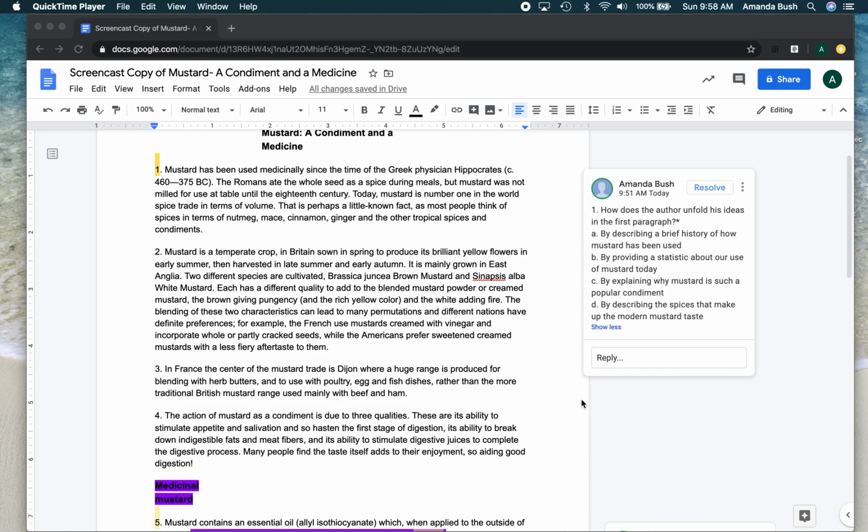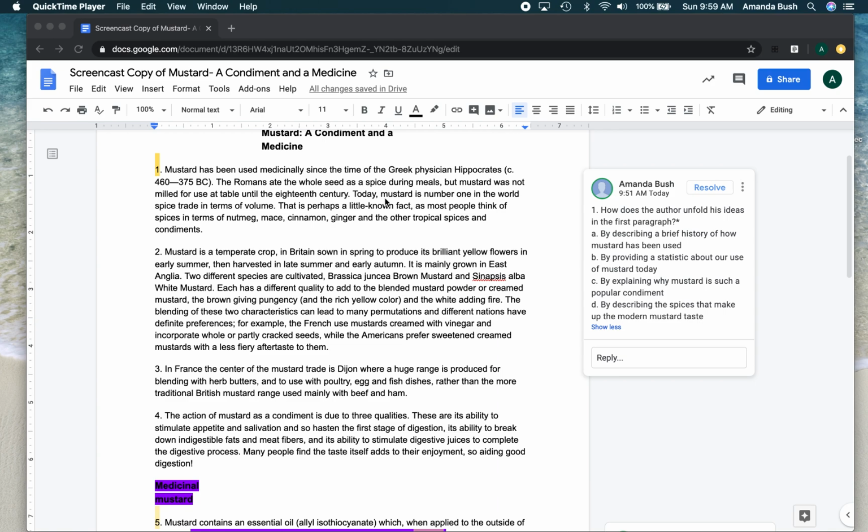Into how we would have tackled question number 1 for our independent practice. The question is asking us, how does the author unfold his ideas in the first paragraph? So I know I need to go back to the first paragraph and look once again for those repeated ideas or phrases. So as I'm looking at this, a couple key things stick right out in terms of the ability to find those repeated ideas.